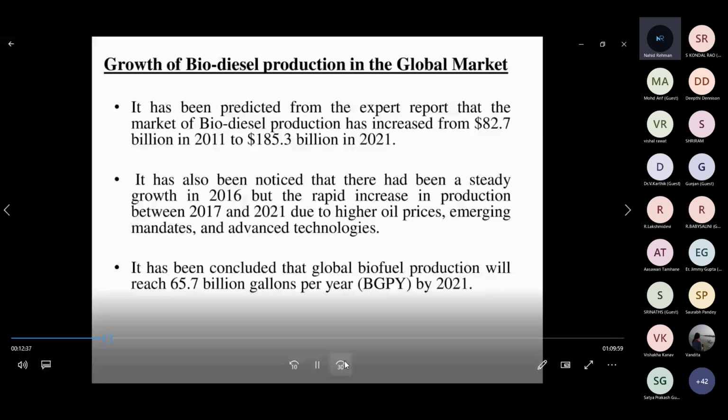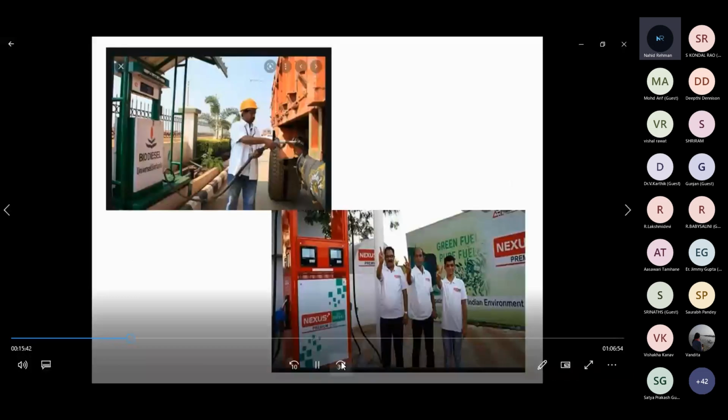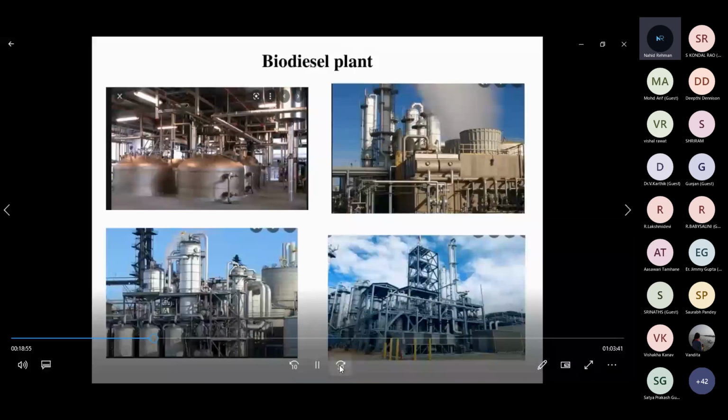It is again repeated, the same slide. Just hold on. It is just a picture of how biodiesel plants are constructed in different areas. Okay, not required to see these diesel plants.